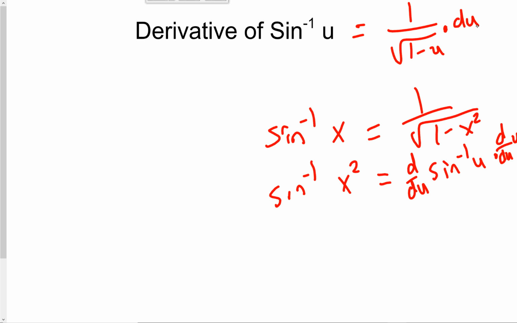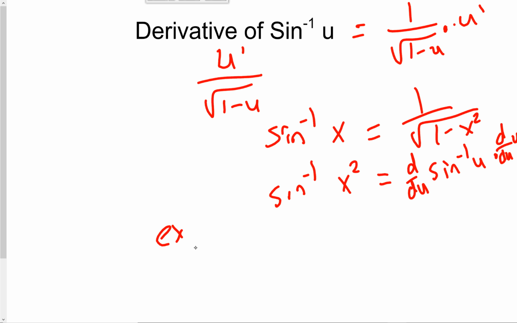Or not du, sorry, we can just say the derivative of u. Let's just use prime, u prime, right? So this is always just going to be u prime over square root of 1 minus u squared. Okay, so that's how these are always going to turn out.